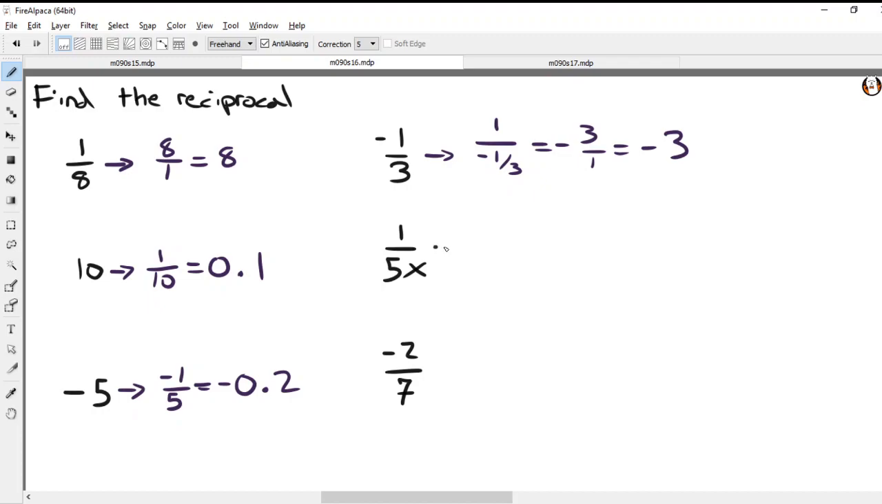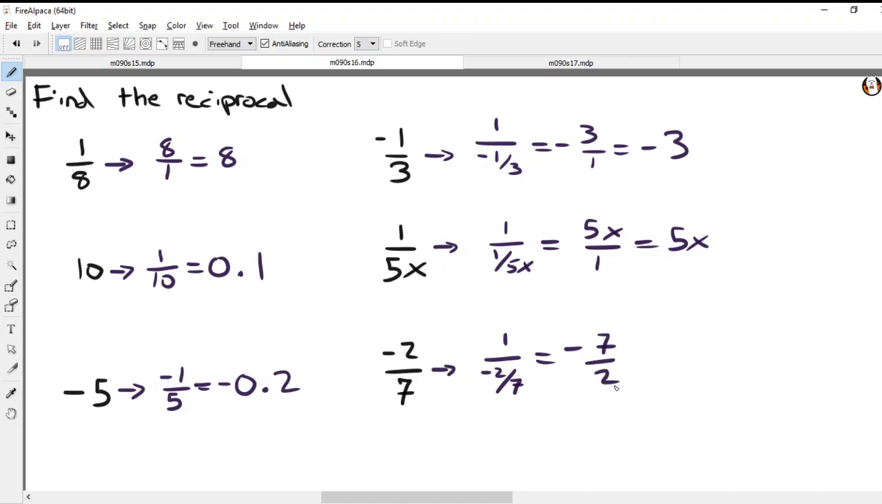1 over 5x, like above, that's 1 divided by 1 over 5x, or 5x over 1, or just 5x without that denominator. Lastly, negative 2/7, that's 1 divided by negative 2/7, or negative 7 over 2. I guess we could write this as a decimal, negative 3.5. All right. Next round of problems.